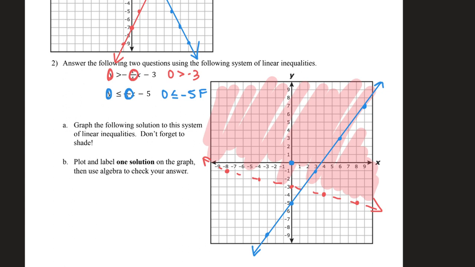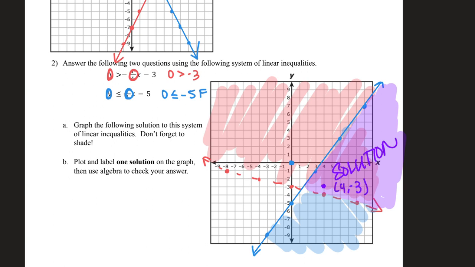So that means I'm going to shade, oops, let me use the correct color. That means I'm going to shade below the line here. So I'm just going to darken in purple where my solution zone is for these inequalities, and it's going to be where it's overlapping. So it's going to be this area here. So then it says plot and label one solution on the graph, use algebra to check your answer. So I'm going to say maybe the point right here. So we'll say 4, -3.